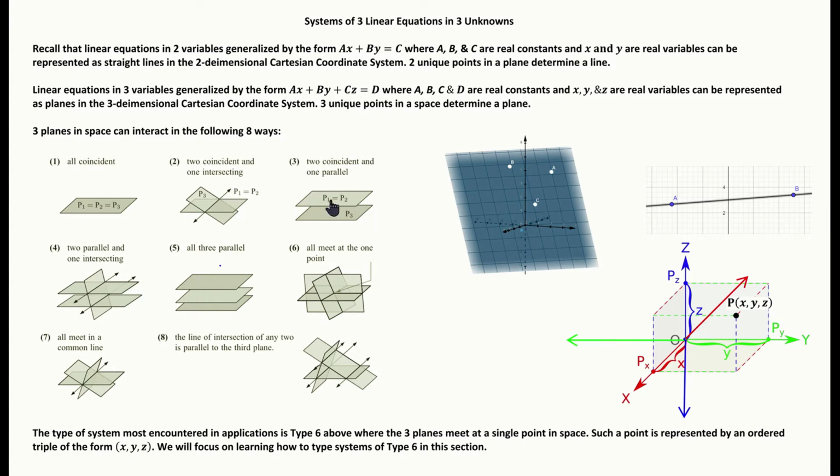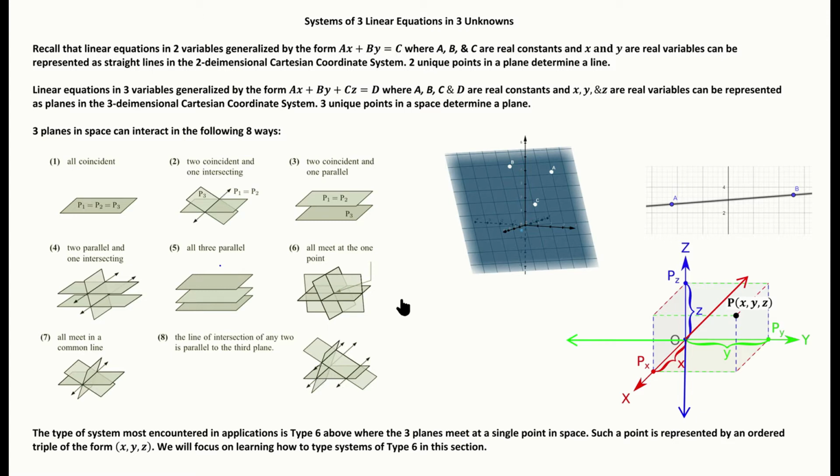Here's another scenario where you have 2 planes that are coinciding and another plane that's parallel to it. If you were trying to find a solution for this system, there would be no point that would be simultaneously on all 3 of those planes. Therefore, this system would actually have no solution. And the same goes with this system, or this one, or this one.